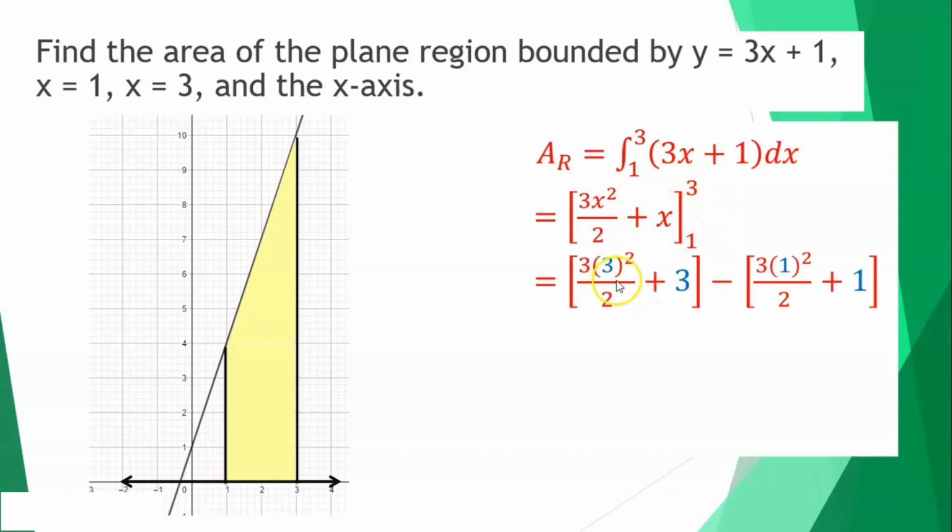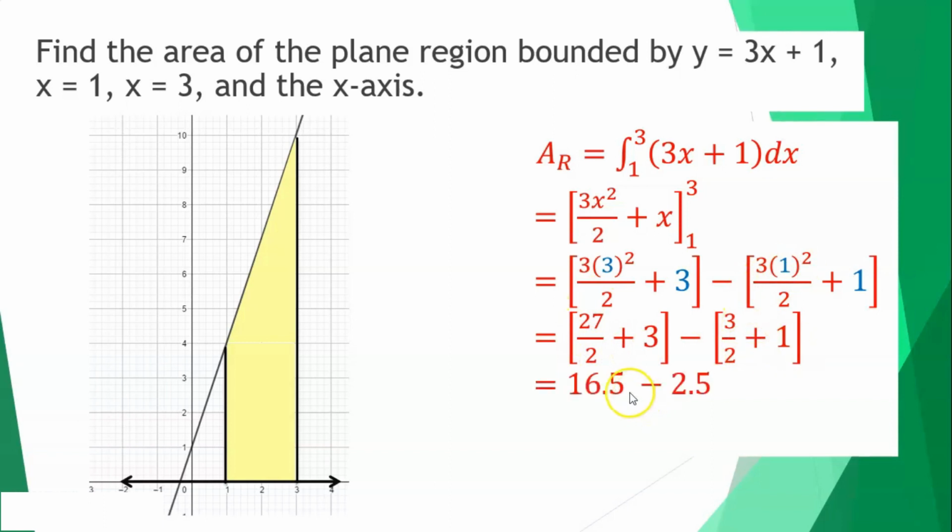So substitute the upper and the lower limits. So upper is 3 and the lower limit is 1. So simplifying, this is 27 over 2 plus 3. And this would become 3 halves plus 1. So this would become 16.5 minus 2.5. So final answer here is 14 square units.